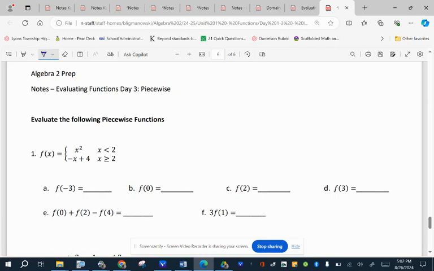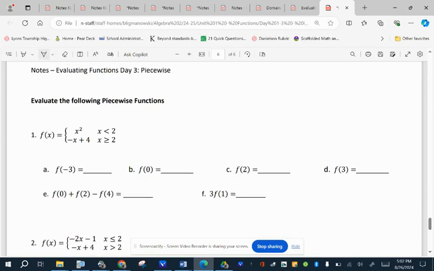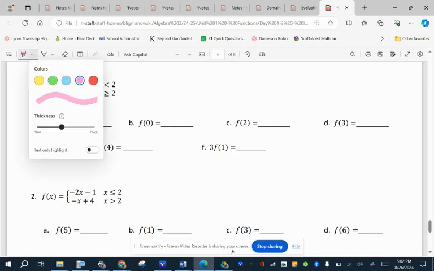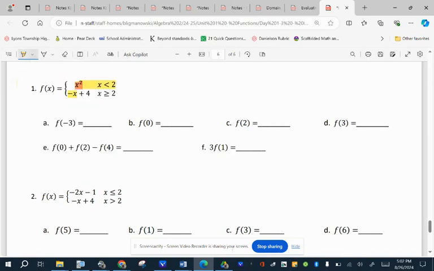In this video, we are going to talk about evaluating piecewise functions. So first, let's start by looking at a piecewise equation. A piecewise equation is two equations that end up on a graph, but we only graph pieces of those equations. So I'm graphing this piece and this piece. So x squared is part of the graph, and negative x plus 4 is another part of the graph.